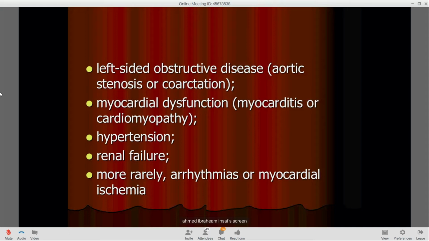Hypertension and renal failure can cause heart failure. Cardiomyopathy can cause heart failure beyond infancy. Aortic stenosis, coarctation of the aorta, arrhythmia also, and myocardial ischemia.